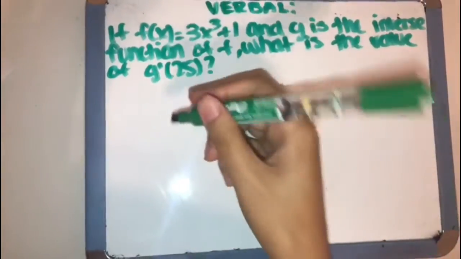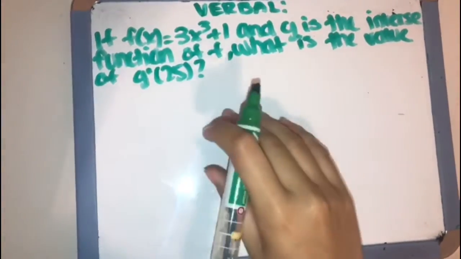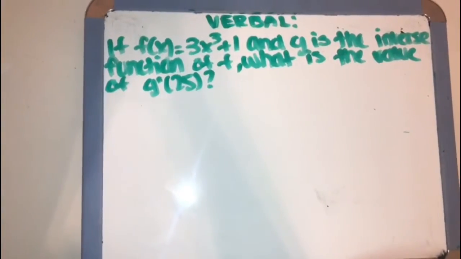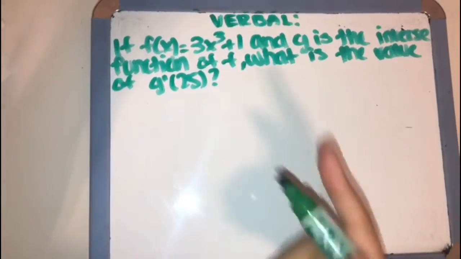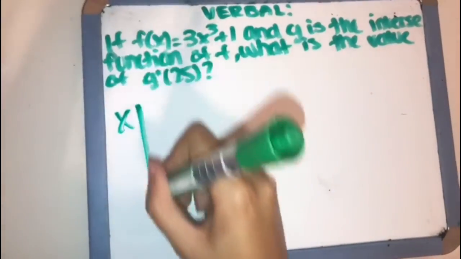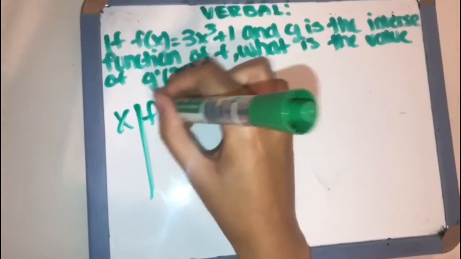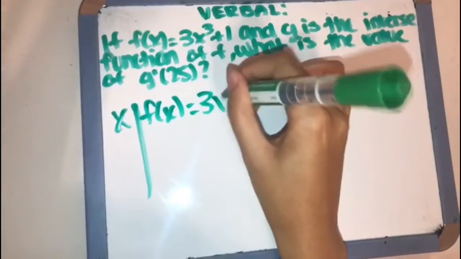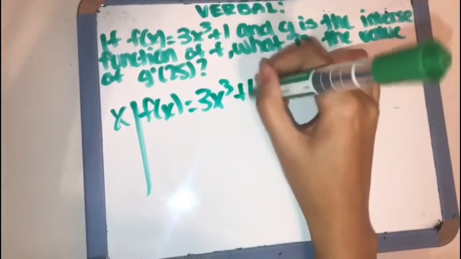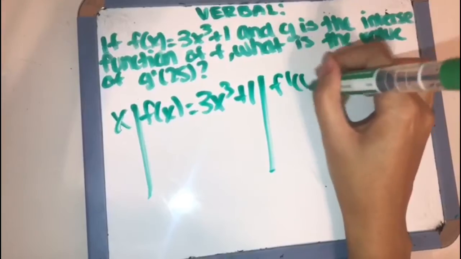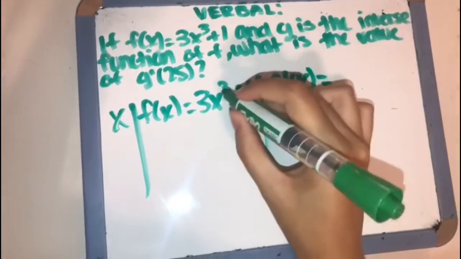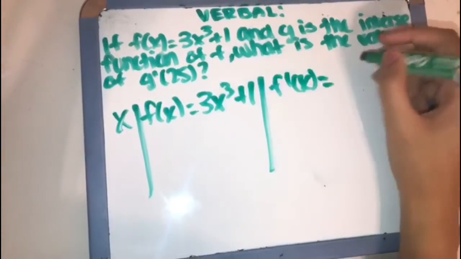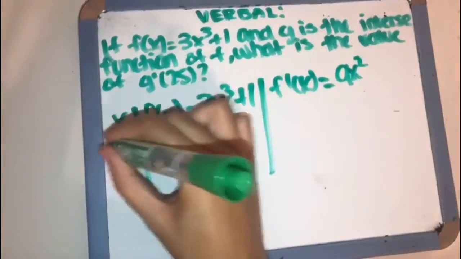Okay, and we will be using the power rule also because we have to find f prime of x, and that's what it will give us. So we will be using a table. Let's make a table right here. So f of x equals 3x cubed plus 1, and then f prime of x equals, now 3x cubed is 9x squared. So you'll just put that there.